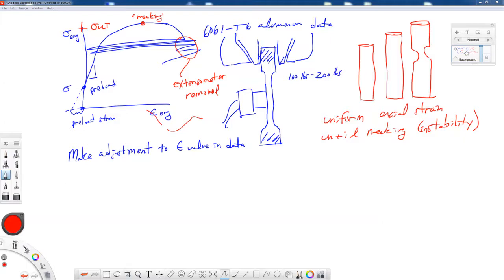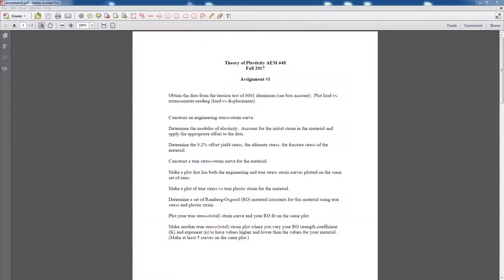So for the homework assignment, let me see if I can find that. I want you to get this data, construct an engineering stress-strain curve, find the modulus of elasticity, account for this offset. We should find the 0.2% offset yield stress, construct a true stress-strain curve for the material, and then plot the true stress-strain curve and the engineering stress-strain curve on the same set of axes.